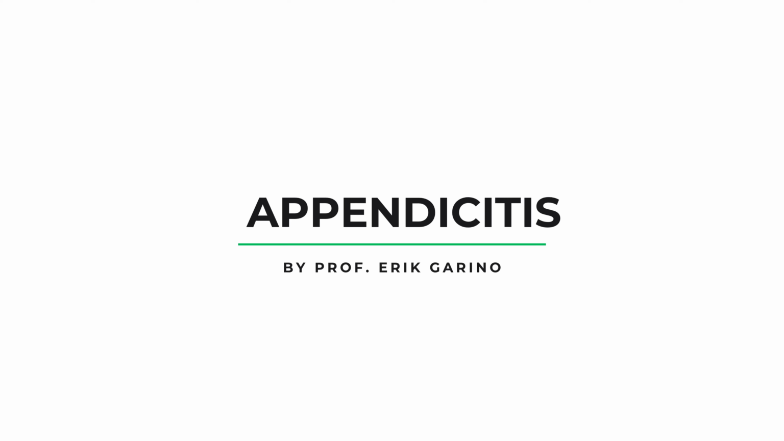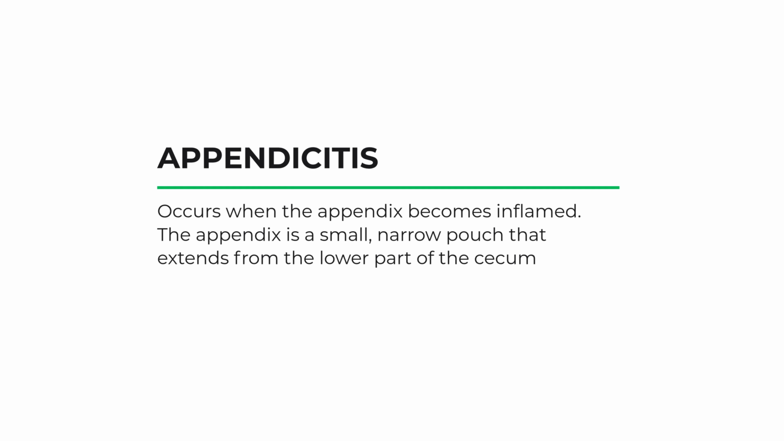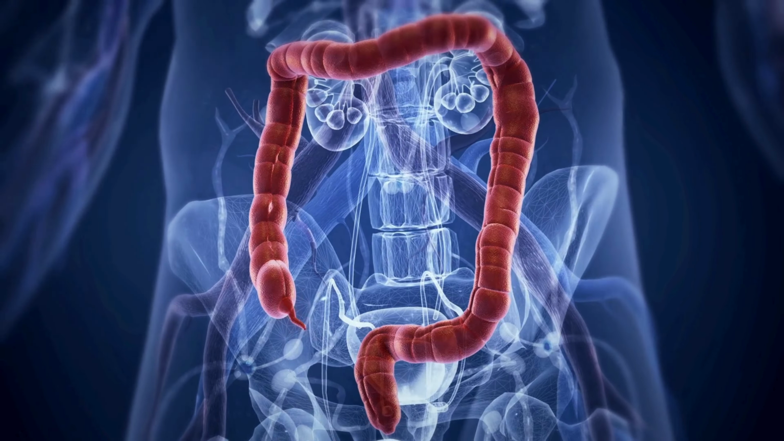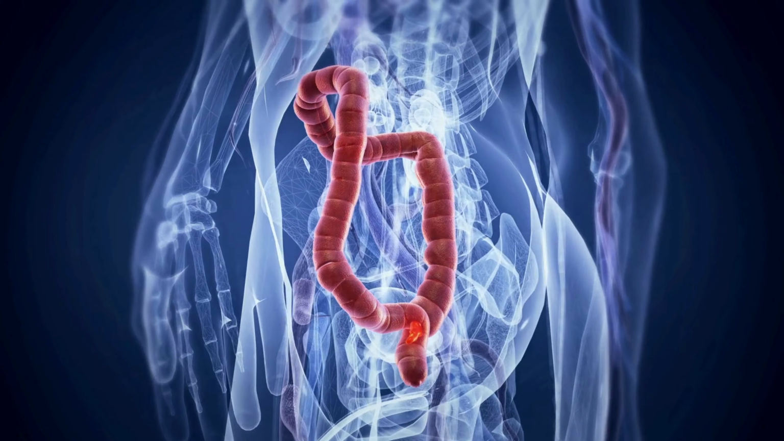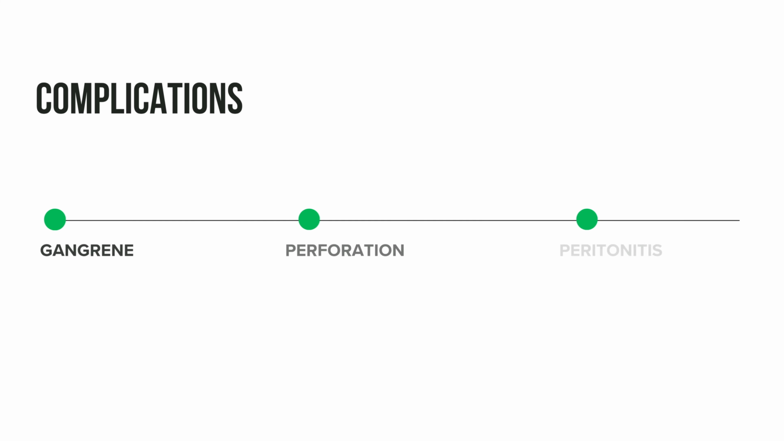Alright, so the first topic we're going to be discussing is appendicitis. Appendicitis is an inflammation of the appendix. The appendix is located and attached to the cecum in the lower right quadrant of your abdomen. Appendicitis commonly occurs when the appendix lumen becomes blocked by hardened fecal matter, also known as fecalate. If the obstruction results in distension and accumulation of bacteria, it can lead to gangrene, perforation, and peritonitis.